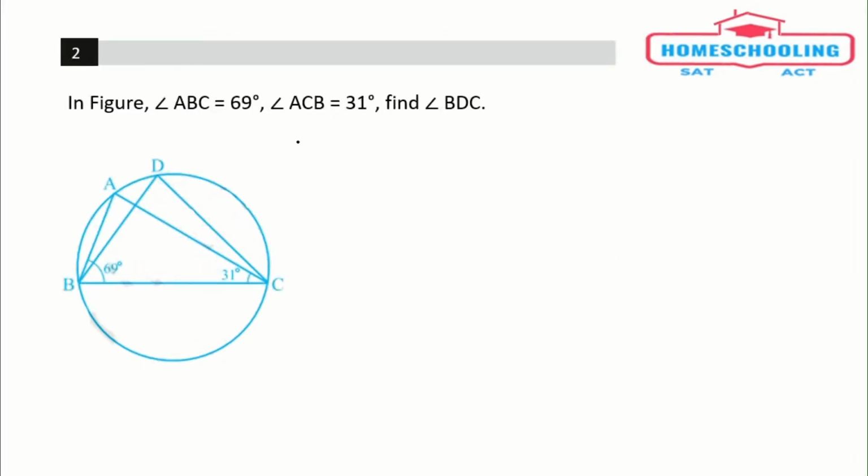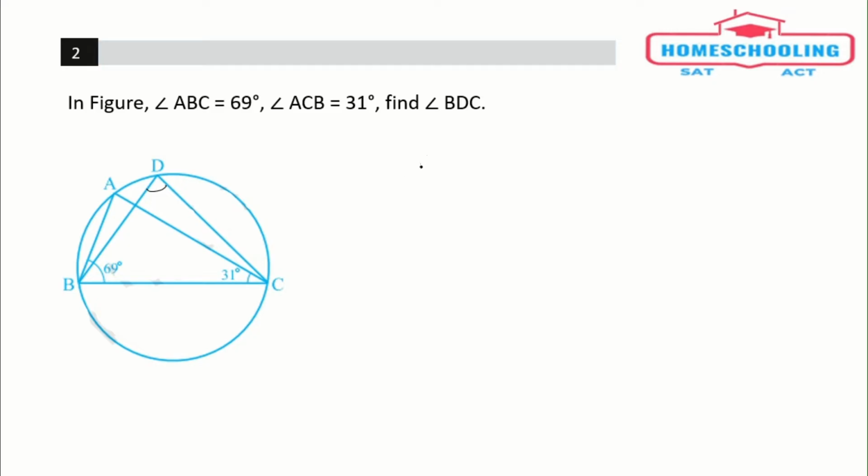In this question, we can see that in the figure, angle ABC is 69 degrees, and angle ACB, not the full angle, just this part only, is 31 degrees. What is angle BDC? So we have to find this angle.